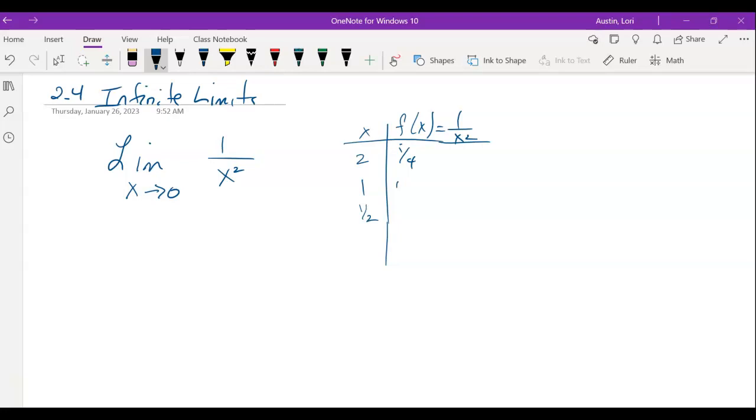Come on, guys. You have calculators. You can't do it in your head. Well, first of all, what's 1/2 squared? 1/4. What's 1 over 1/4? 4. All right, let's get even smaller. What's smaller than a half? 1/3. What's 1 over 1/3 squared?